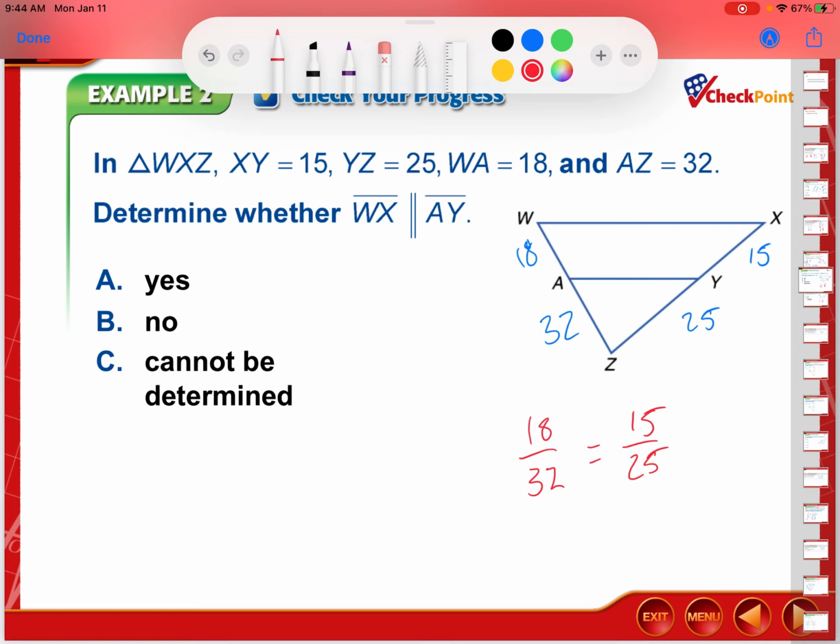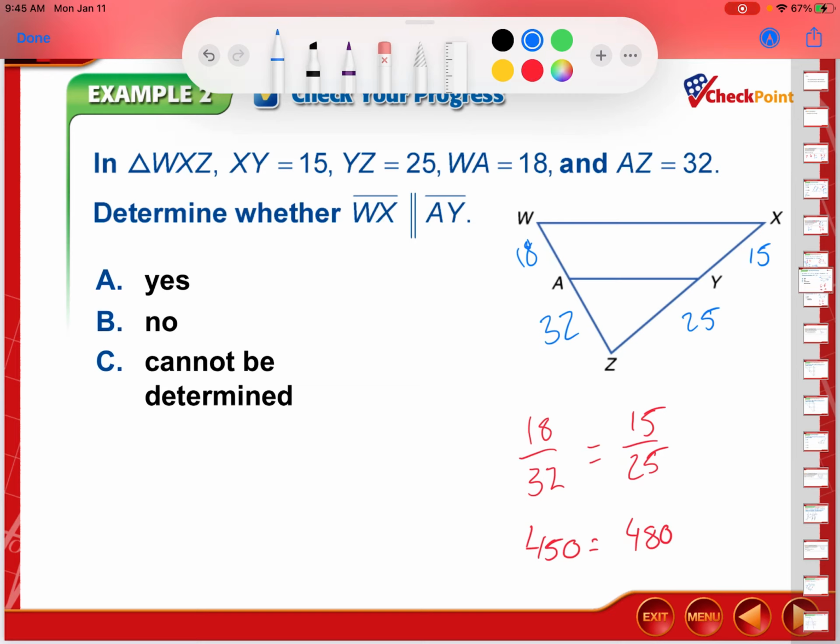We can cross multiply, which is the way I always do it. So I would say 18 times 25 equals 450, and 32 times 15 equals 480. You can also reduce these if you prefer.